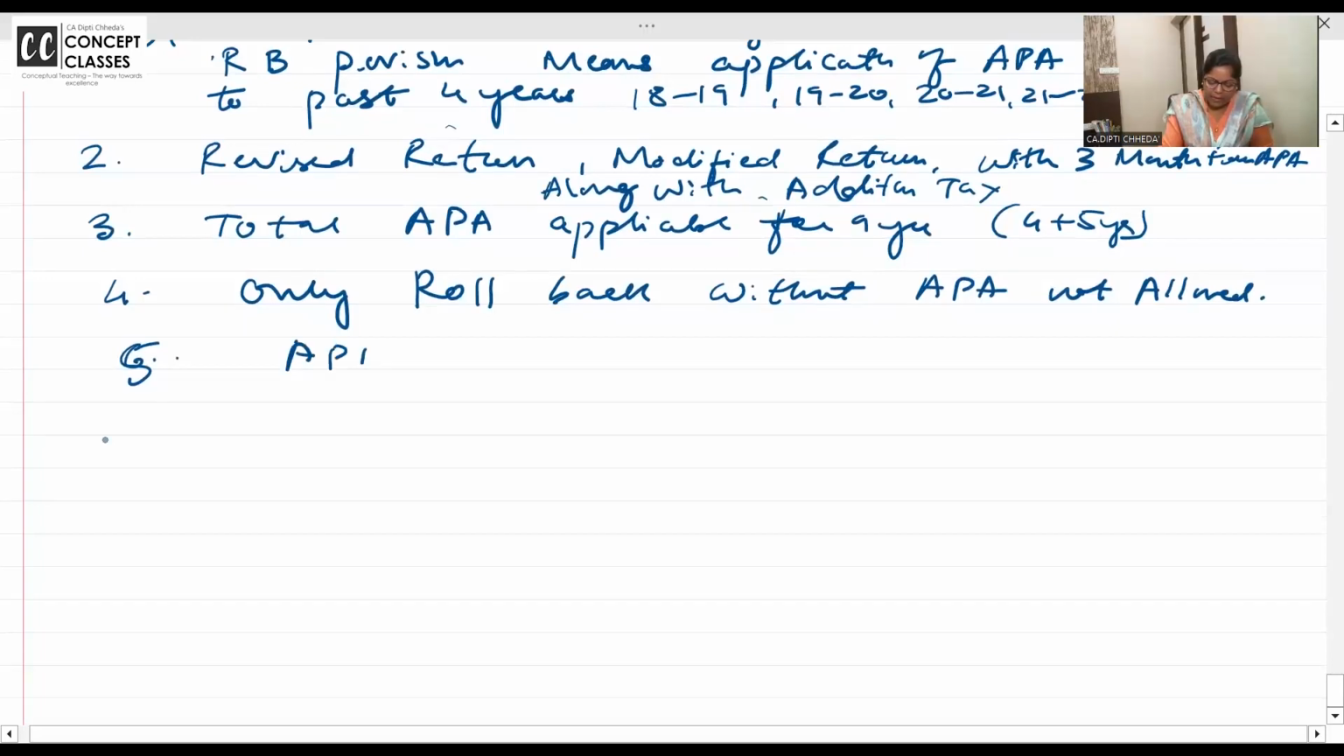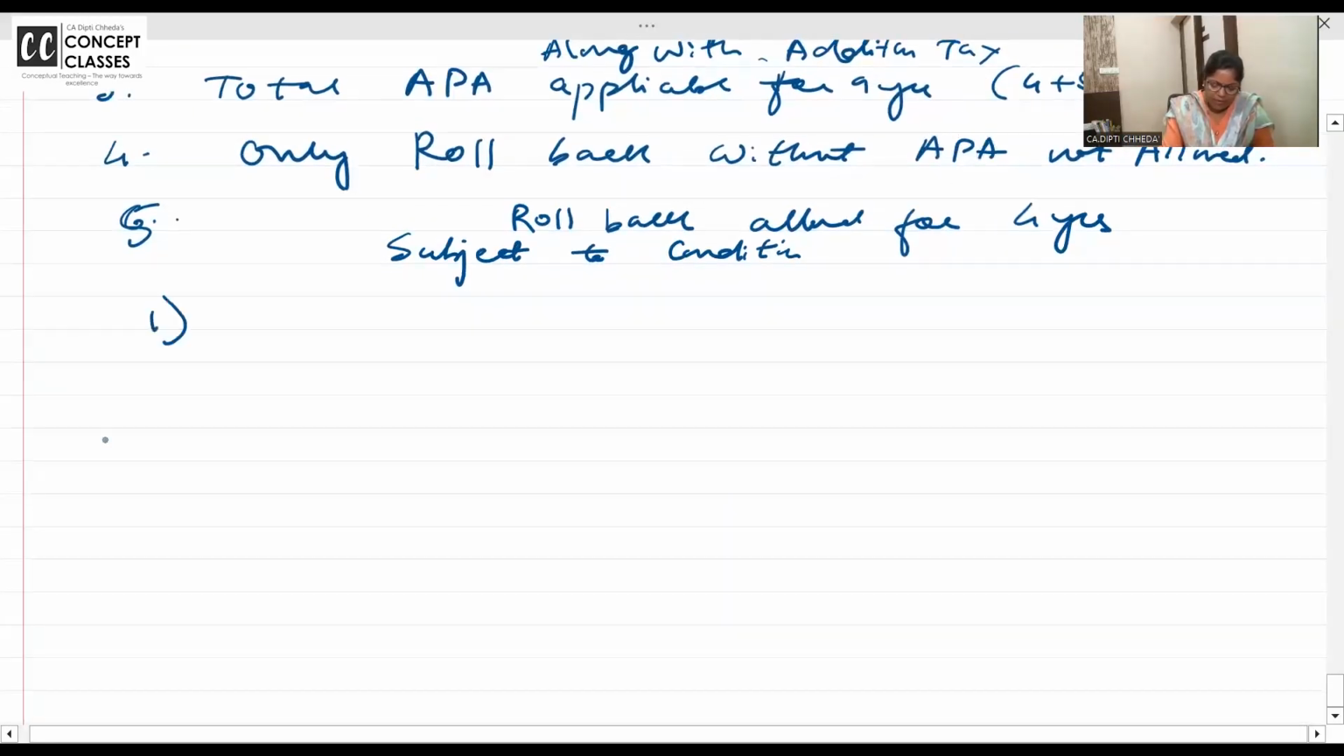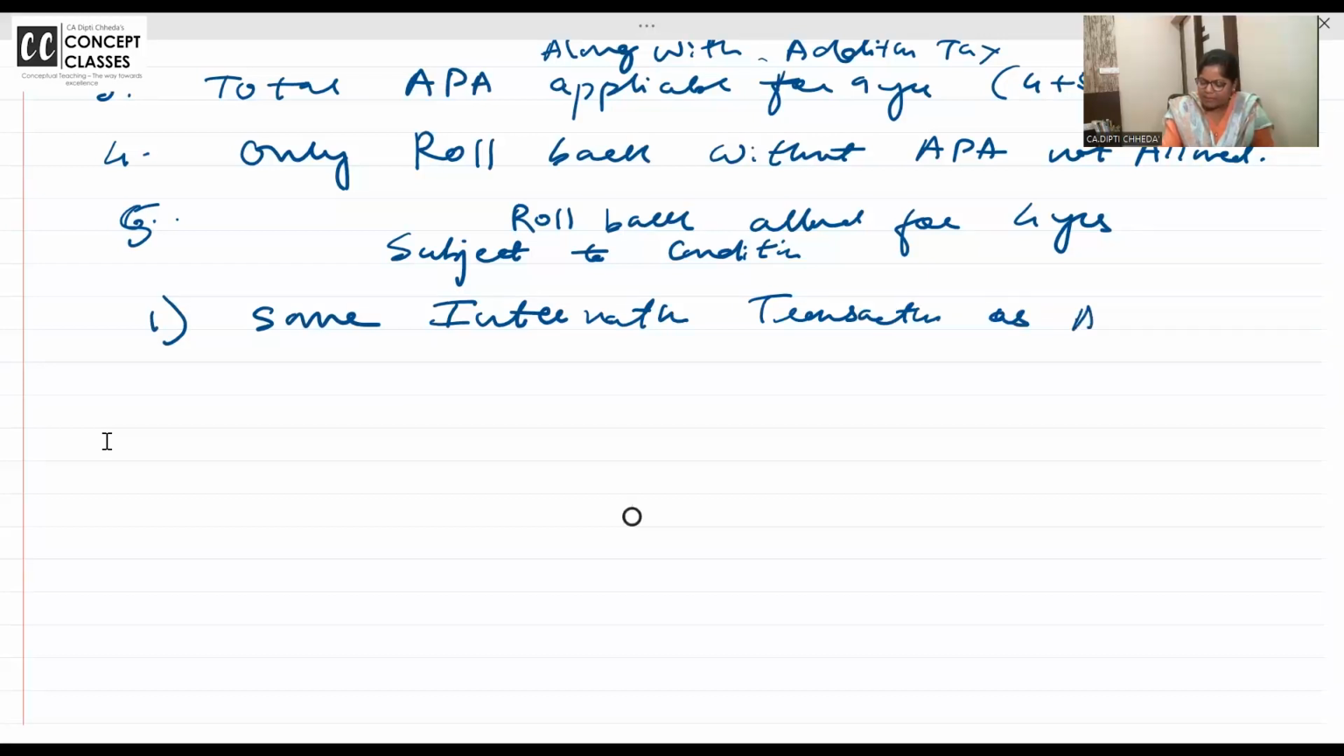APA and rollback allowed. एपीए तो नहीं, चलो सिर्फ रोलबैक ही लिखो. Rollback allowed for 4 years subject to conditions. क्या कंडीशन है रोलबैक की? Same international transaction as APA. जैसा एपीए है वैसा ही इंटरनेशनल ट्रांजैक्शन होना है.